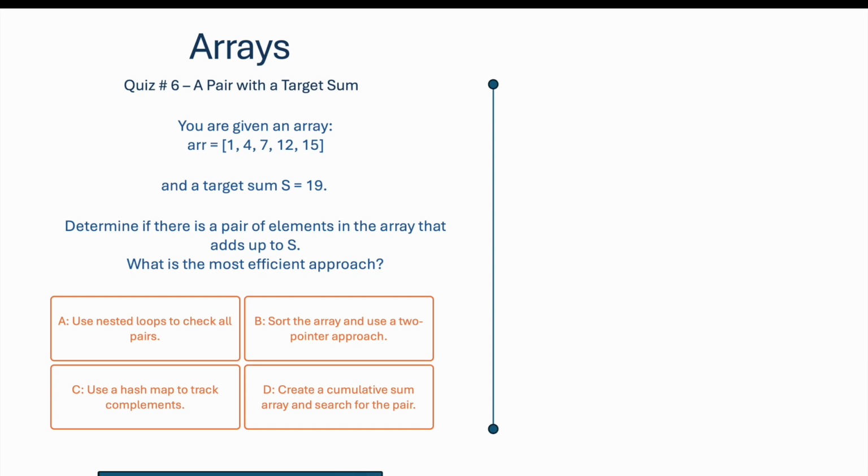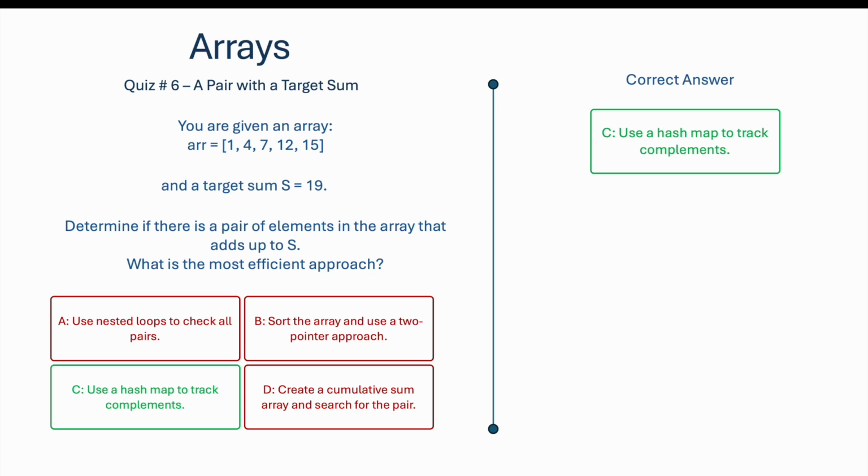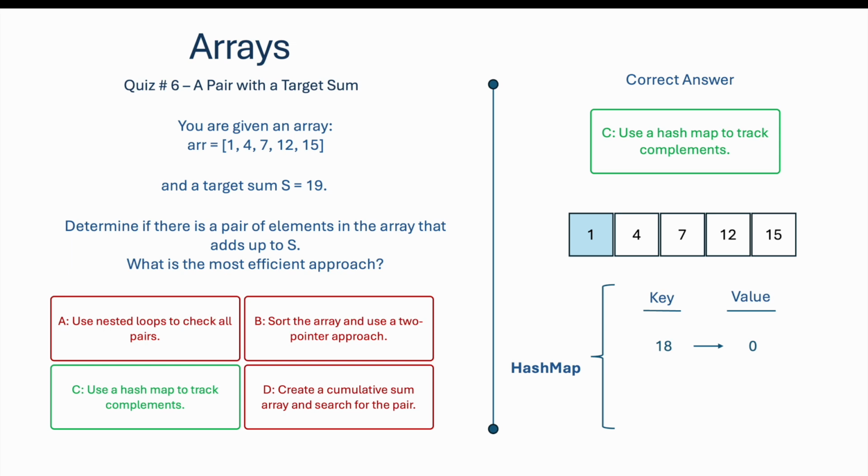Well, the right option is C. Use a hash map to track complements. So here's the array 1, 4, 7, 12, 15. As we traverse through the array, we initialize a hash map and store those elements into the hash map. So 1. Since 1 is not present in the hash map, we put in the sum minus the value, which is 19 minus 1, into the hash map, 18, and the value is the index 0. 4 is not present in the hash map, so we put 19 minus 4, which is 15, and value 1. 7 is not present in the hash map, so we put 19 minus 7, 12, and index 2.